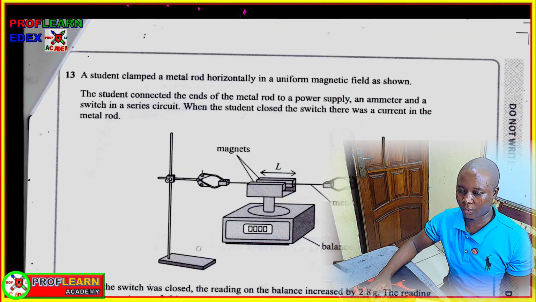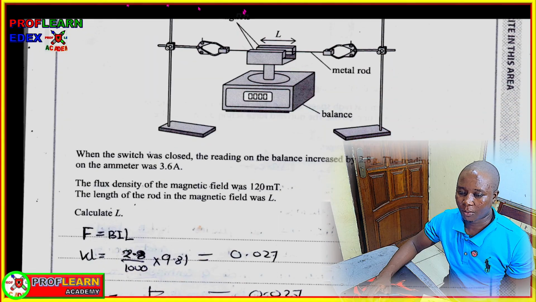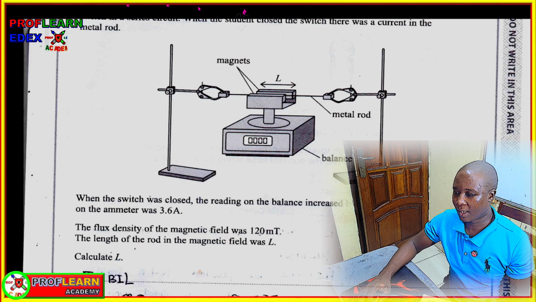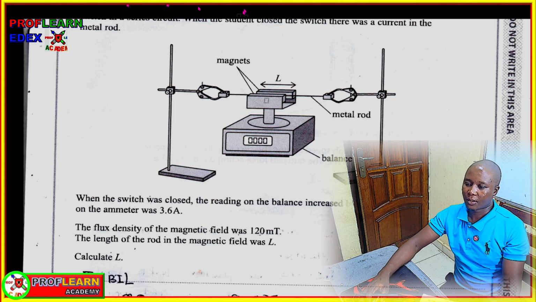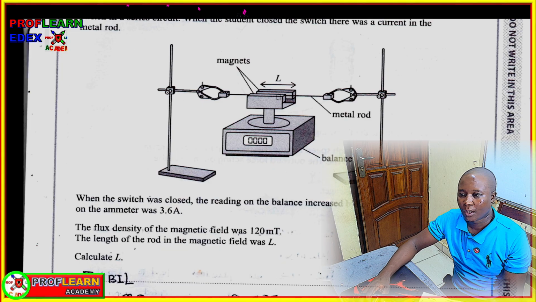And we have question number 13. This is a force on a current carrying conductor that is placed within a magnetic field. We are told that when the switch is closed, the reading of the balance is 2.8 grams. So when current is flowing, the reading is going to increase. Which means that there will be a force acting on the wire due to the magnetic field.